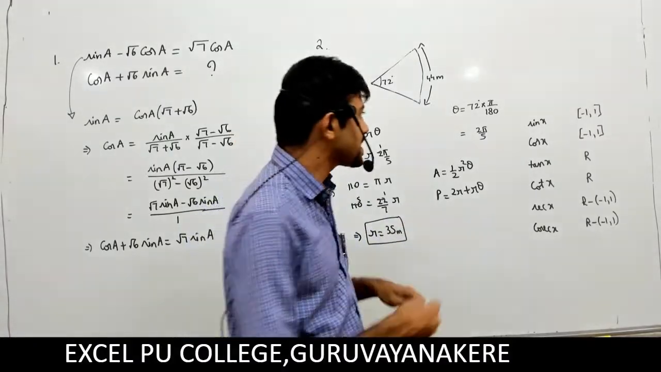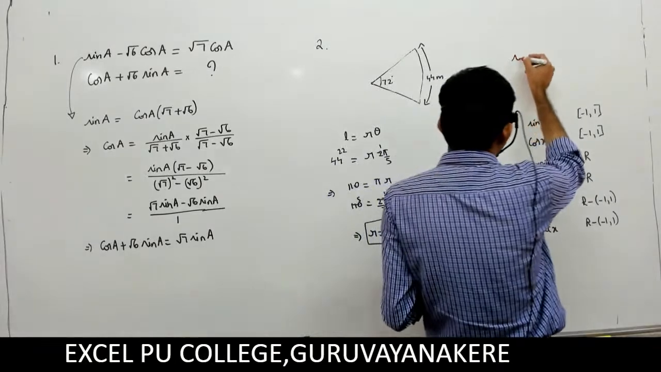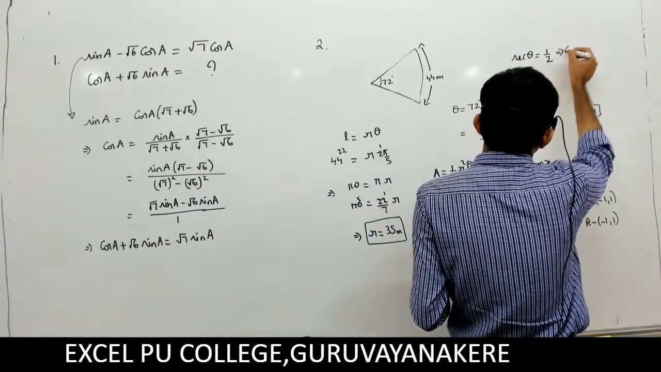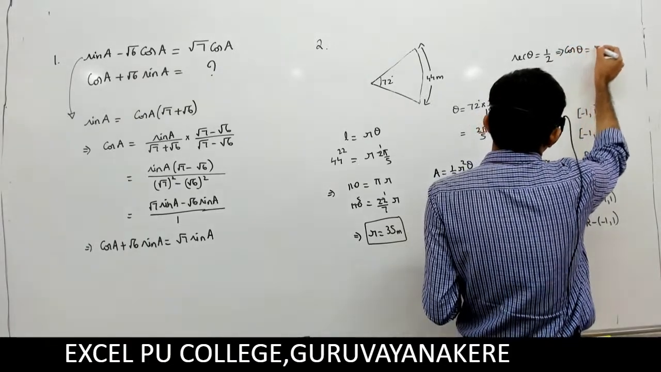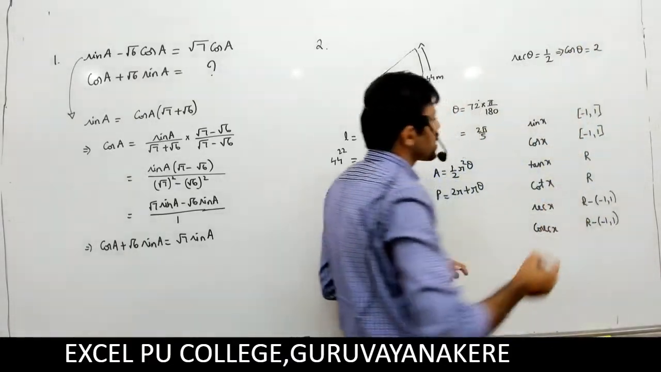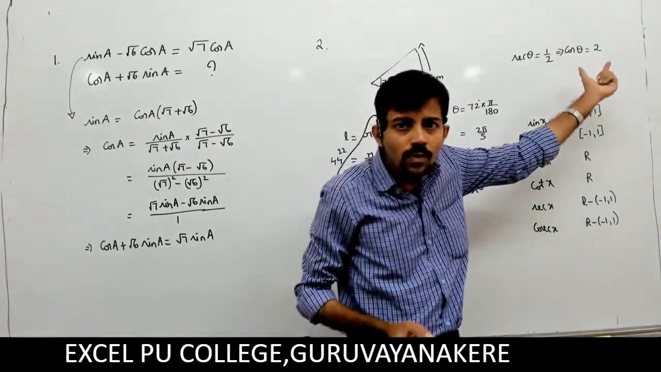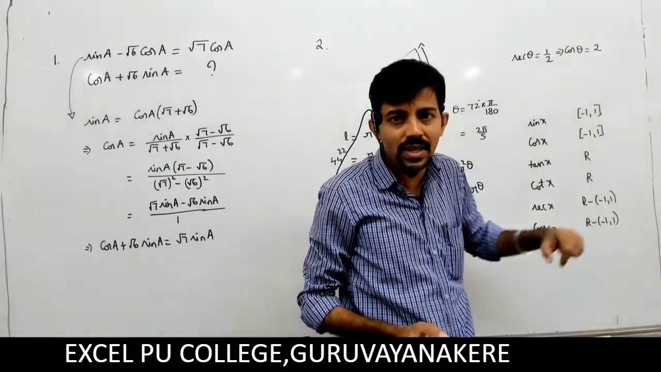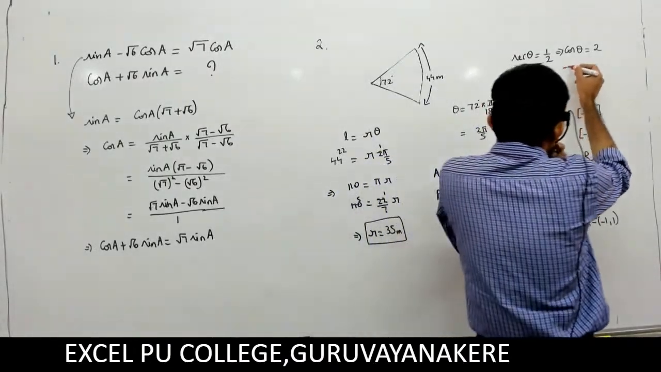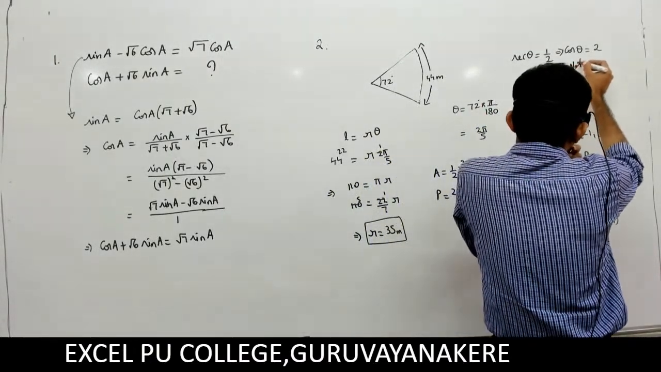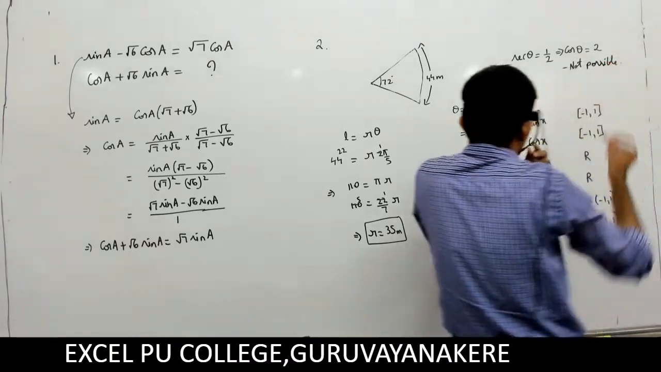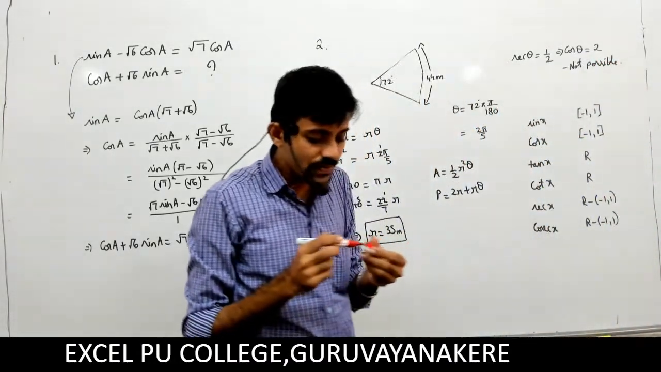Secant theta equal to half is not possible. If secant theta is equal to half, then what happens? Cos theta becomes the reciprocal of 1 by 2, which is 2, correct? Cos theta equal to 2 is not possible at all, correct? Cos theta maximum value is 1, minimum value is minus 1. So this is not possible. Secant theta equal to half is not possible.